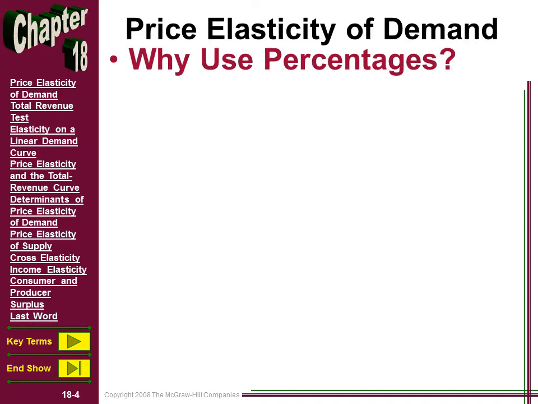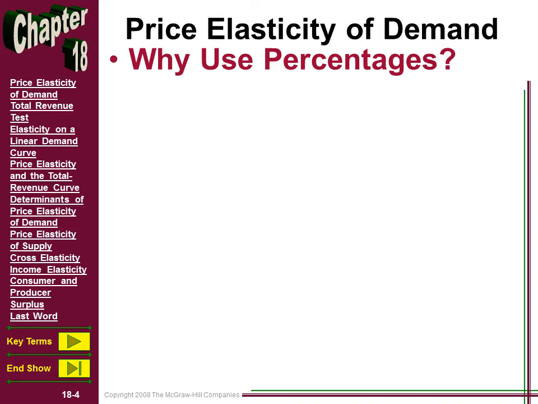Now that we have some of the basics down about elasticity, let's go over some of the particulars. First, why do economists use percentages? In other words, the coefficient of elasticity measures percentage change in quantity demanded over percentage change in price. Why don't we just go ahead and measure change in quantity demanded over change in price?